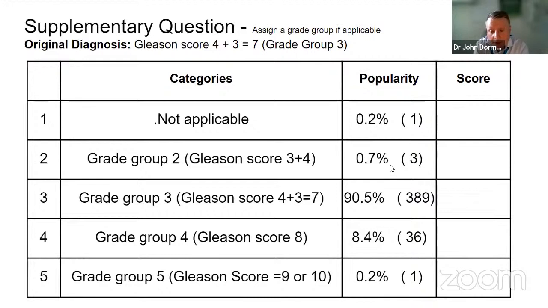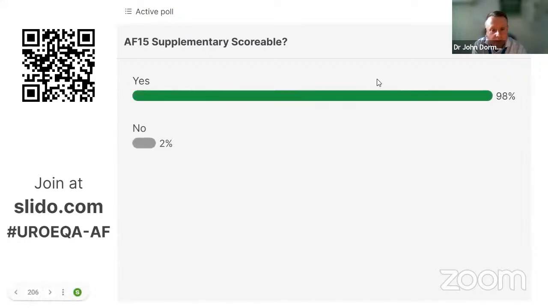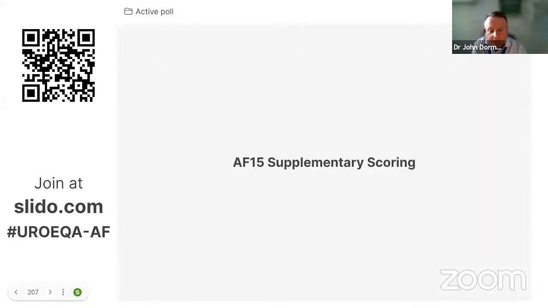So it's probably scoreable if we agree. Okay. 98% of us thought it was scoreable. So if we could just score it on the grade groups, that'd be great.